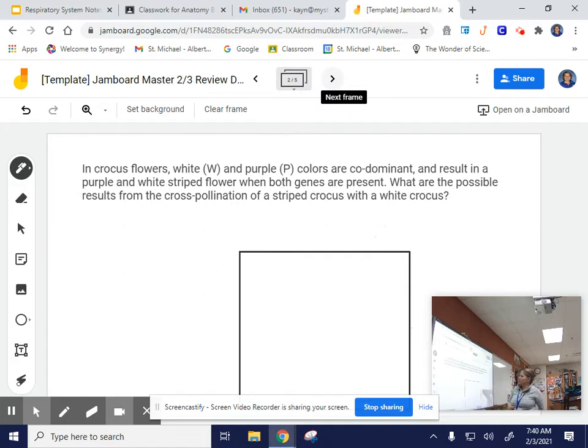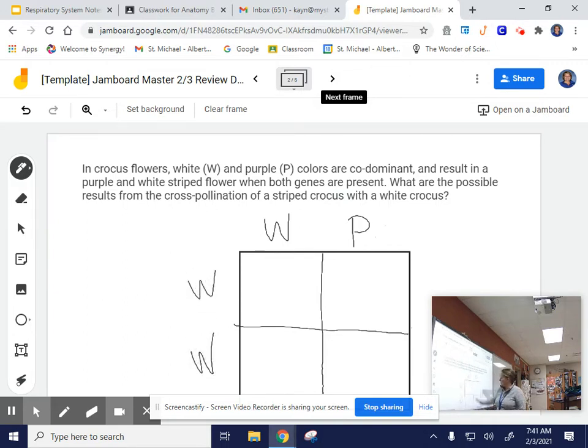What are the possible results from the cross-pollination of a striped crocus with a white crocus? So the striped one has one white allele and one purple allele. And the white flower has two white alleles. Because white and purple together in codominance show up as a striped flower.